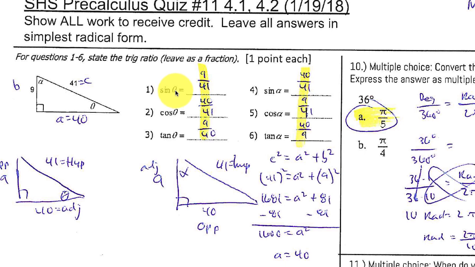So sine of theta would be the opposite over the hypotenuse, 9/41. It says leave as a fraction, so if you put in decimal, incorrect. If you found the angle itself, incorrect. If you put in x because you were missing a side, that's incorrect. You had to solve for the third side. Cosine is the adjacent over the hypotenuse, 40/41. Tangent, so the opposite over the adjacent, that would be 9/40.